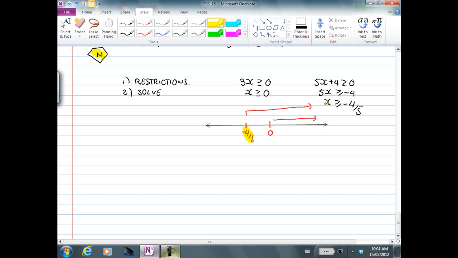The main restriction that satisfies everything is this number right here. Because would you agree that if... Sorry, no, not that. What am I talking about? The main restriction that satisfies everything is 0, right here. Because if x is greater than or equal to 0, it's also greater than or equal to negative 4 over 5. By common sense. So therefore, my main restriction is this one: x is greater than or equal to 0. Because if a number is greater than or equal to 0, it's also greater than or equal to negative 4 over 5. This is the reason why.